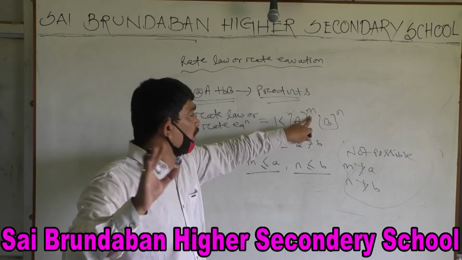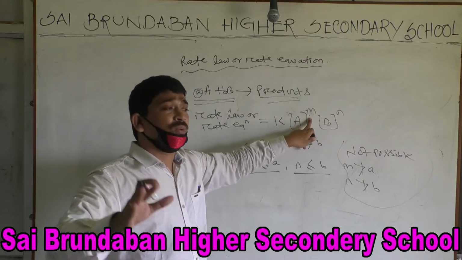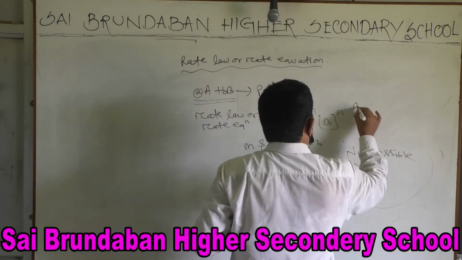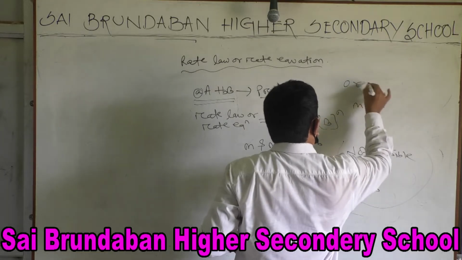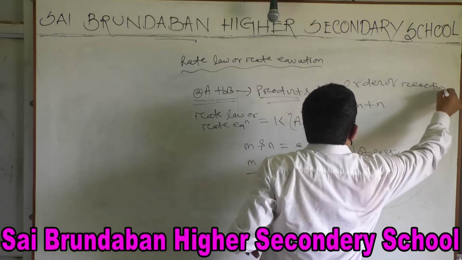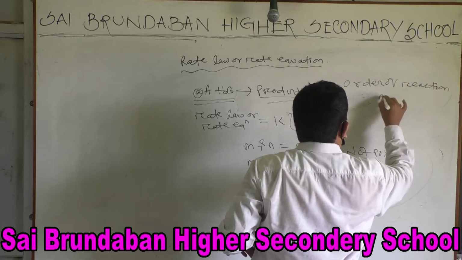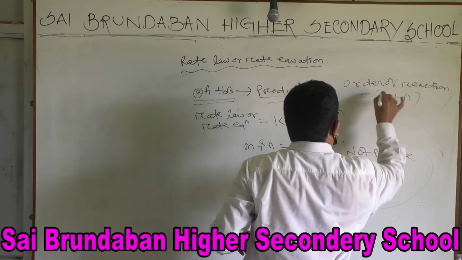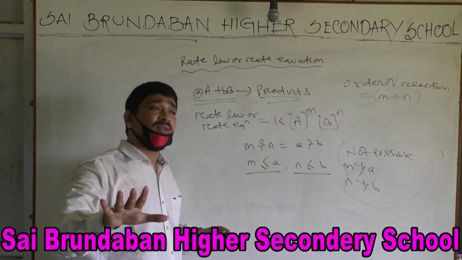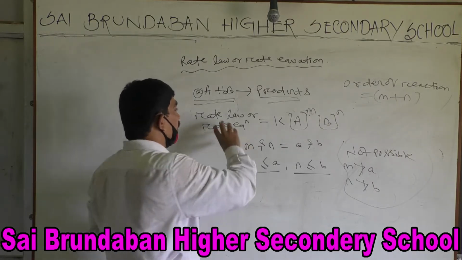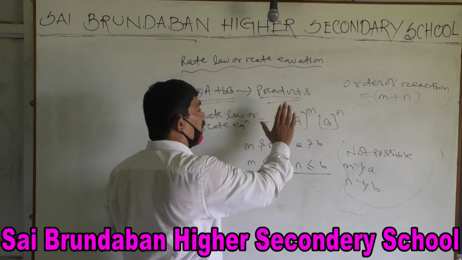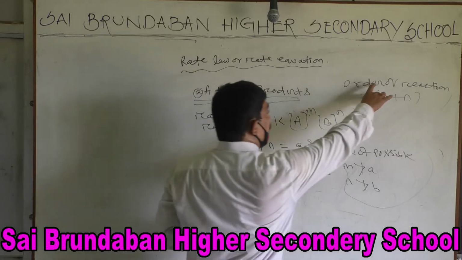From this rate law or rate equation we can calculate the order of the reaction. Simply, the order of reaction equals m plus n. Remember this, it is a most important question. Most of the time in the council also one question is put: what is an order of reaction? He will give an equation and ask you to calculate the order of reaction. Order of reaction is simple.